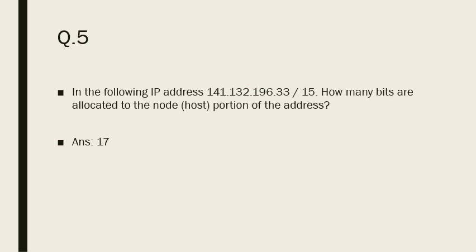Again, this is a very simple question. In the following IP address, how many bits are allocated to the node, which is the host portion, not the one for the main computer? Basically, slash 15 tells us that these are the number of ones, so the number of zeros is 17, because remember that it's 32 bits. So 32 minus 15, the answer is 17.